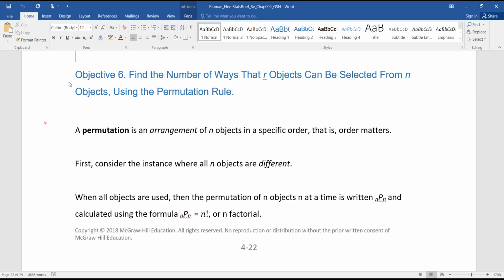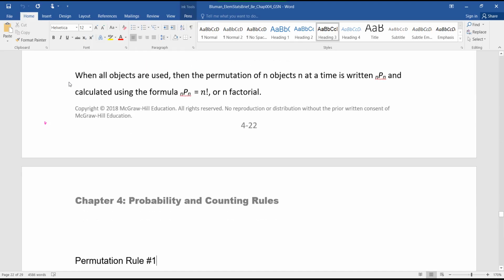So first consider the instance where all n objects are different. When all objects are used, the permutation of n objects n at a time is written nPn and calculated using the formula n factorial. All right. So there you go. Hopefully they give you the equation, because if not, I have to teach you how to do this. Oh, good, they give you the equation. All right, so here we go.